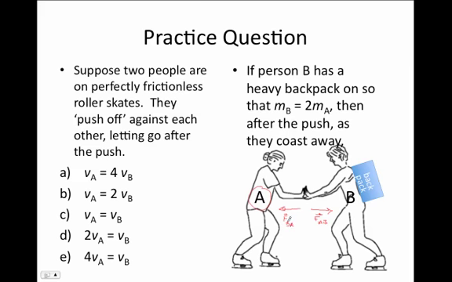Newton's third law tells us that the magnitudes of these two forces are the same, but let's suppose that person B has a heavy backpack on, so that in fact she weighs twice as much as person A. In this case, after they've pushed off against one another, what will be the relationship between their two speeds? Will the speed of person A be 4 times that of B, twice that of B, or will they be equal, or will the speed of person A be half of that of B, or a quarter of that of B? And how do we know?